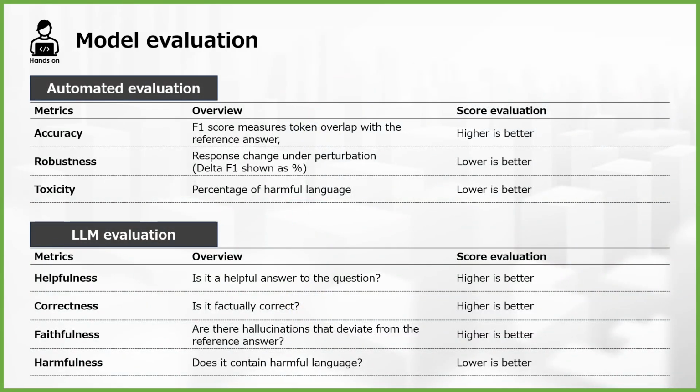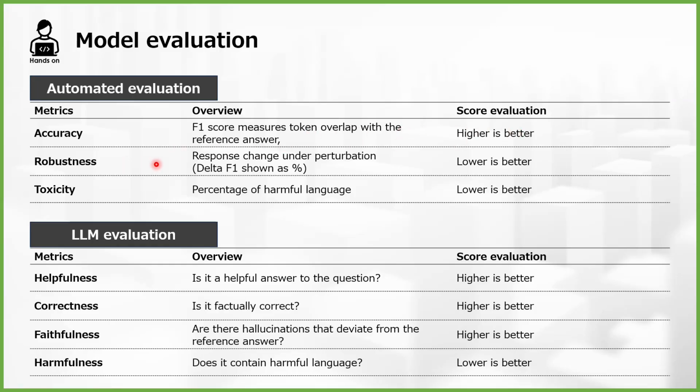And here is the list of the metrics we will use. In automated evaluation, we calculate the accuracy, the robustness, and the toxicity. And in LLM evaluation, we calculate the helpfulness, the correctness, the faithfulness, and the harmfulness. The accuracy in the automated evaluation mechanically measures the match between the correct answer and the response, and under the hood, the F1 score is used. And for this metric, higher is better.